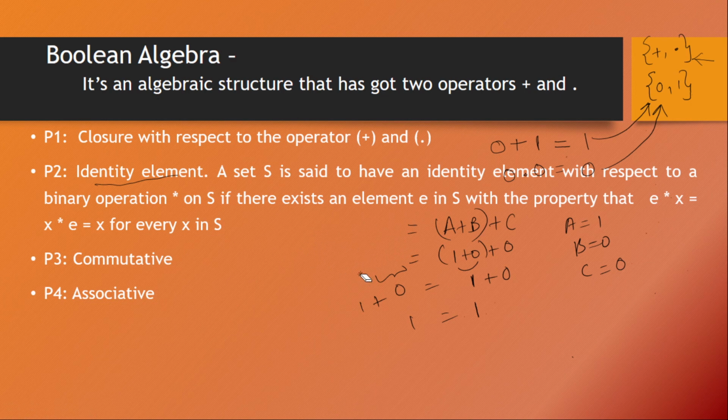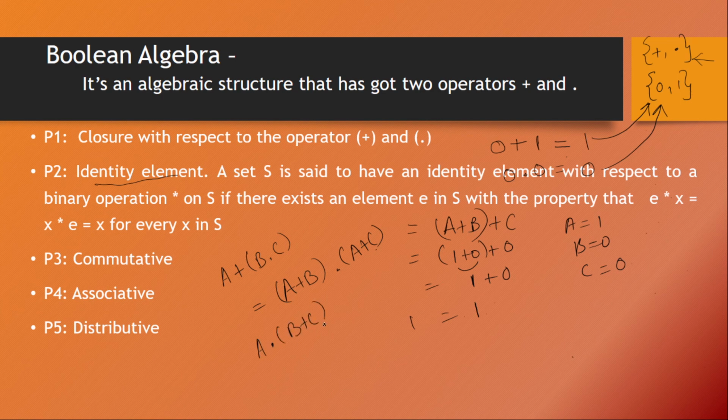The next property, or next postulate, is the distributive property, which says that when I have a combination like A or B and C, this can be written as A or B and A or C. Equally you can prove this. Another version of the distributive property is A and B or C is equal to A and B or A and C. You can apply the values for A, B and C, and you can find these to be true. That we will be seeing in the near future. Now let's go to the next property.